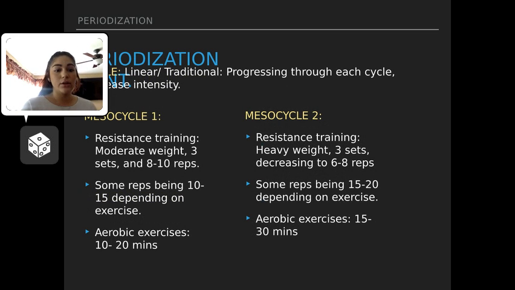So the style was linear and traditional. You're progressing through each cycle, increasing intensity, and you can see that through mesocycle 1 and 2. In mesocycle 1, your resistance training is moderate weight, 3 sets, 8 to 10 reps, some reps being 10 to 15 depending on the exercise, and aerobic exercise is 10 to 20 minutes. In mesocycle 2, resistance training is heavy weight, 3 sets, decreasing your reps to 6 to 8, some reps being 15 to 20 depending on the exercise, so that is bumped up to 15 to 20 rather than 10 to 15. And your aerobic exercise is longer, 15 to 30 minutes.